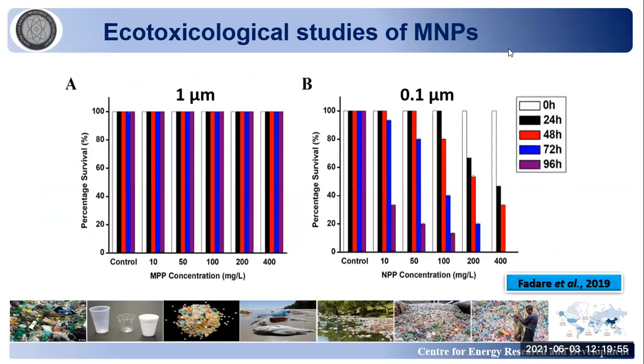Here I show the acute toxicity assay that was conducted using two different microplastics, 1 micron and 0.1 micron. We subjected Daphnia magna to this assay for 96 hours. From this study, we can see that for 1 micron, after 96 hours at 400 milligram per liter, there is no mortality. It is 100% survival. That shows that the 1 micron particle size does not have any toxic effect on Daphnia magna.